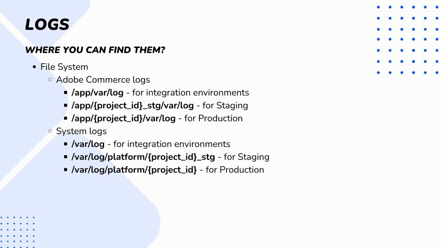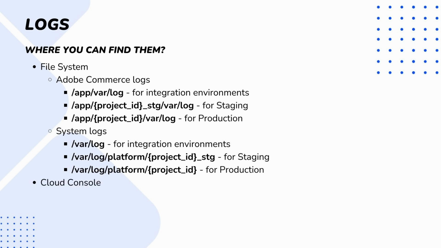Besides application logs, we also have system logs that are located in the root var log directory, and they consist, for example, of PHP access logs, Nginx error and access logs, cron or deployment logs. We will see them in action later. It is important though to remember that both Adobe Commerce and system logs directories are not shared between nodes in a cluster. So in production and staging environments, you must check the logs on each node.